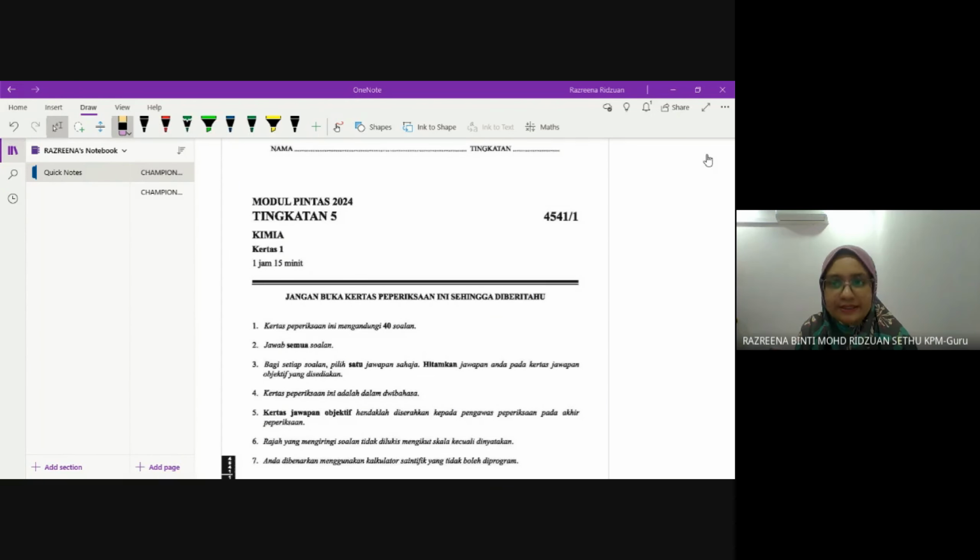Okay, hi everyone. Today we are going to discuss the Trial Paper Negeri Selangor Modul Pintas 2024 Set 1 Paper 1. Okay, let's have a look today.